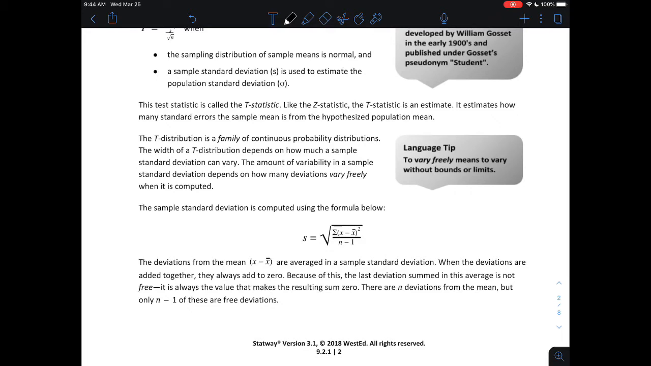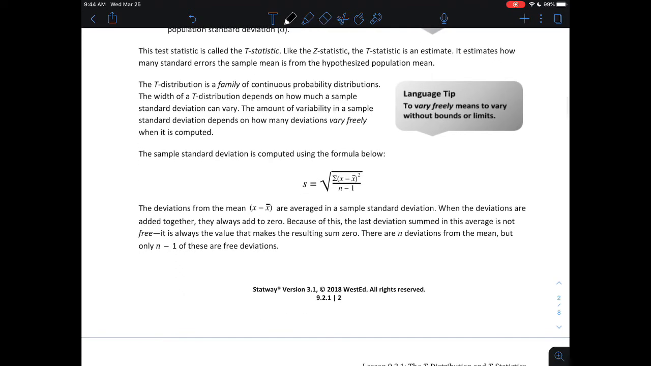The t-distribution is a family of continuous probability distributions. The width of a t-distribution depends on how much a sample standard deviation can vary. The amount of variability in a sample standard deviation depends on how many deviations vary freely when it is computed. To the right there, to vary freely means to vary without bounds or limits. The sample standard deviation is computed using the formula below. We saw this in Module 2.